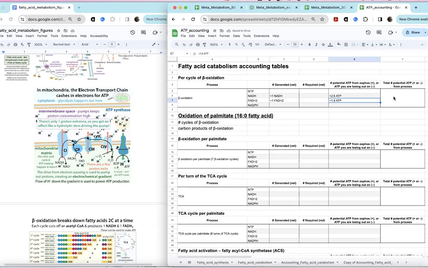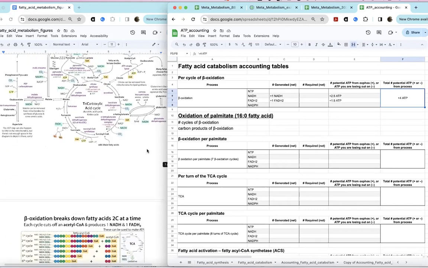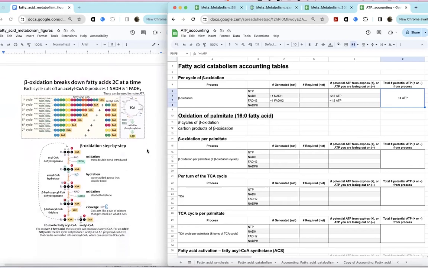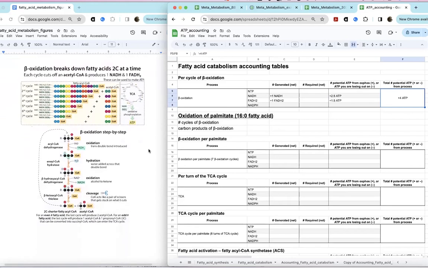If we think about the total potential ATP, we don't generate any directly, but if we were to consider the oxidative phosphorylation, now we have 2.5 plus 1.5 is going to give us our total of 4 potential ATP. But that was just for one cycle of beta oxidation. If we consider a 16 carbon fatty acid, how many cycles are we going to have to go through?